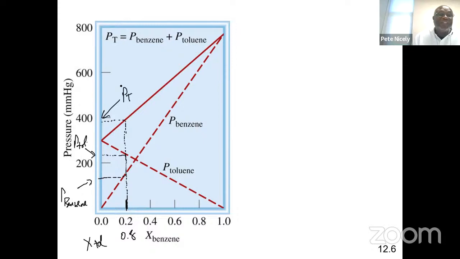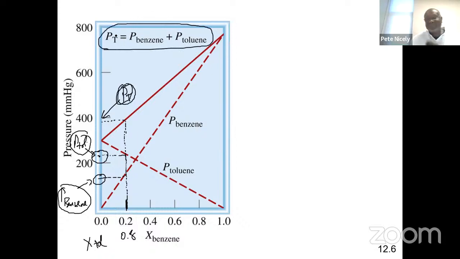And the total vapor pressure here, which is just short of 400, will be equal to the vapor pressure represented by this part right here, whatever that is, and the vapor pressure here. So this vapor pressure for benzene plus this vapor pressure for toluene will be equal to the total vapor pressure as indicated in this equation right here. All right. So that's basically how we interpret this particular graph.